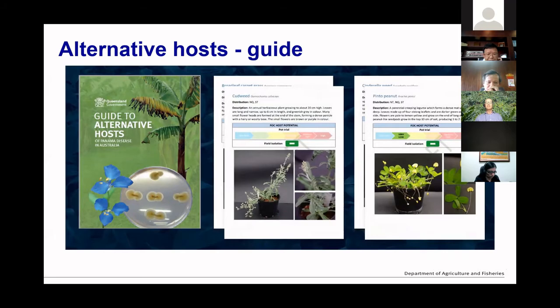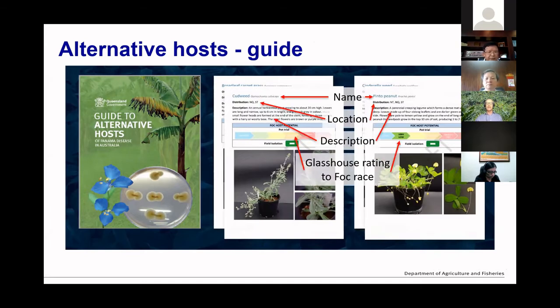So from the work that has been done on alternative hosts in Australia, a grower's guide has been produced. The guide gives some basic information like name, location, description, and the rating based on glasshouse results and whether it has been isolated from field samples. The aim is to give growers some idea of the host potential of the different weeds and whether they are likely to carry over the disease to the next crop.